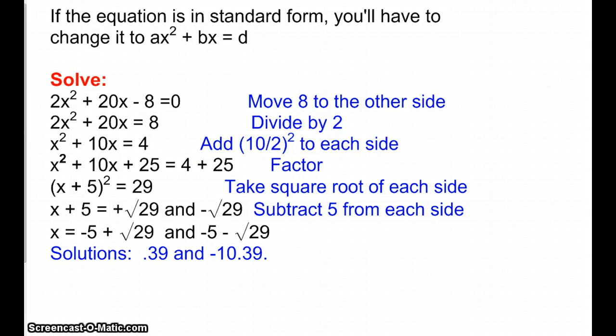To solve it, subtract 5 from each side. So x equals negative 5 plus the square root of 29 and negative 5 minus the square root of 29. So using a calculator, you would find the solution. It's both 0.39 and negative 10.39.